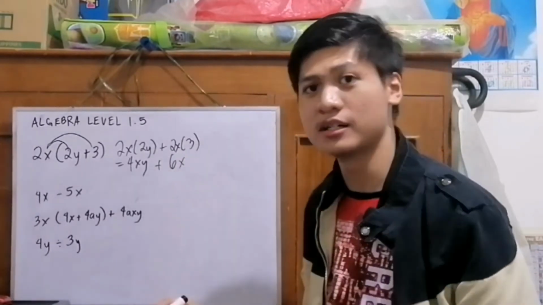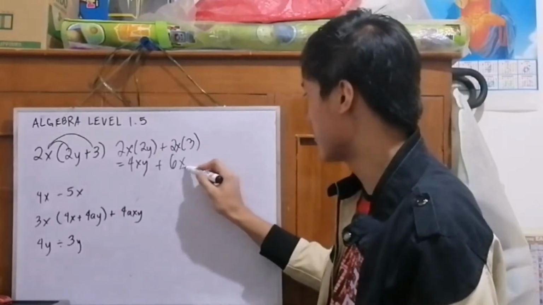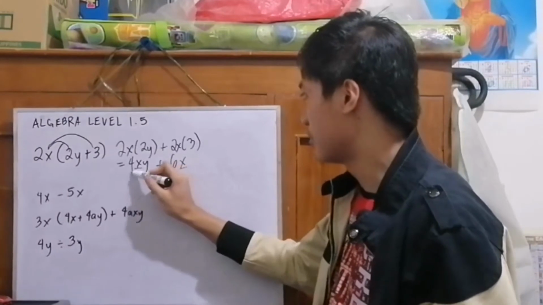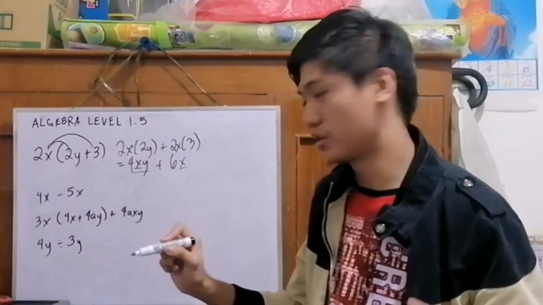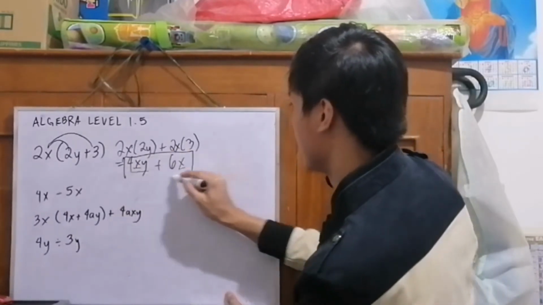And can we combine them? No, they are different terms. Although they have an x here and an x there, it is still different because 4xy is just one term. So this will be our answer for this question.